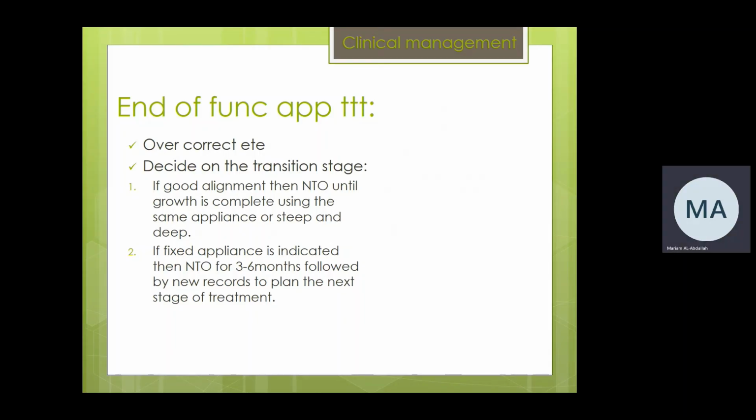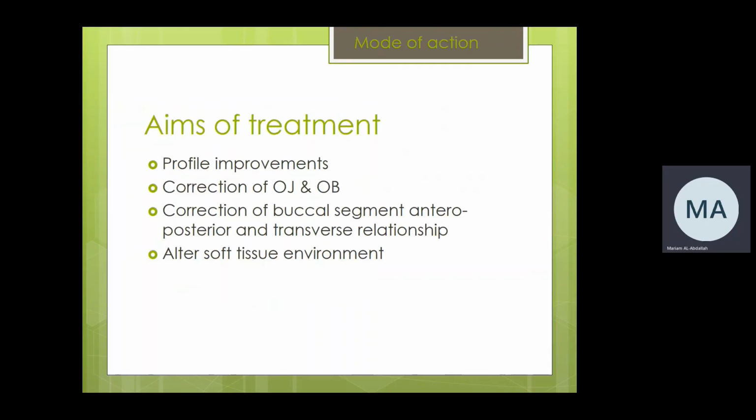Now, as we said, we need to aim for an overcorrection, an edge-to-edge relationship. And when we reach our aim, we need to think about the transition stage. As we said, we can go to nighttime only of the same appliance. If we're not planning for a second stage, then we have to use this appliance nighttime only until growth stops or slows down. If we're aiming for a second stage of fixed appliance, then we need to use the same appliance nighttime only for 3 to 6 months, and then move to a fixed appliance stage.